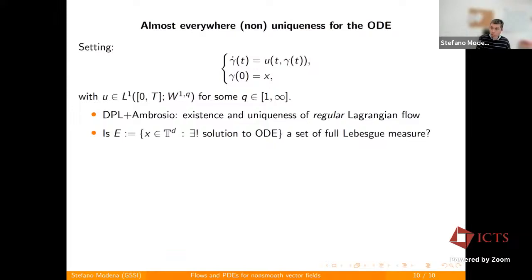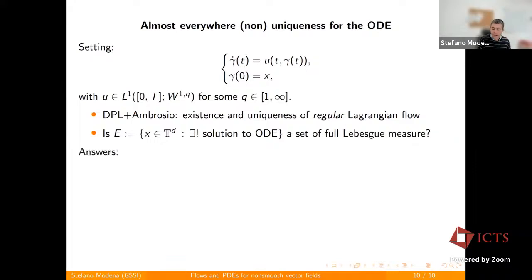And then the question that we wanted to ask is, let's consider the set of points for which there exists a unique solution to the ODE. And this existence and uniqueness of the regular Lagrangian flow tells us nothing about this set. We want to ask, for instance, whether this set is a set of full measure. So can we characterize this set in this sense? Is it a set of full Lebesgue measure?